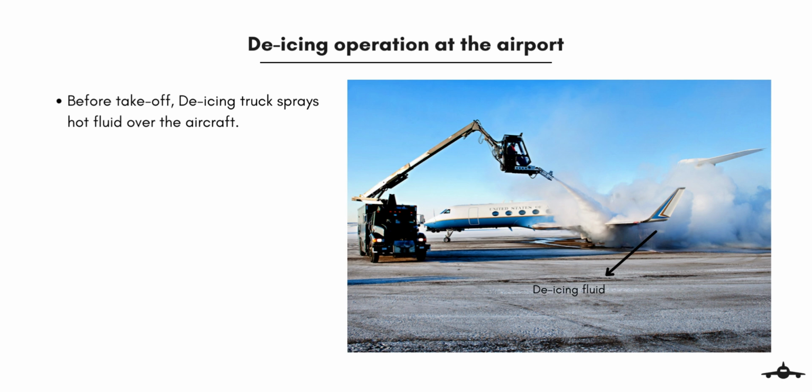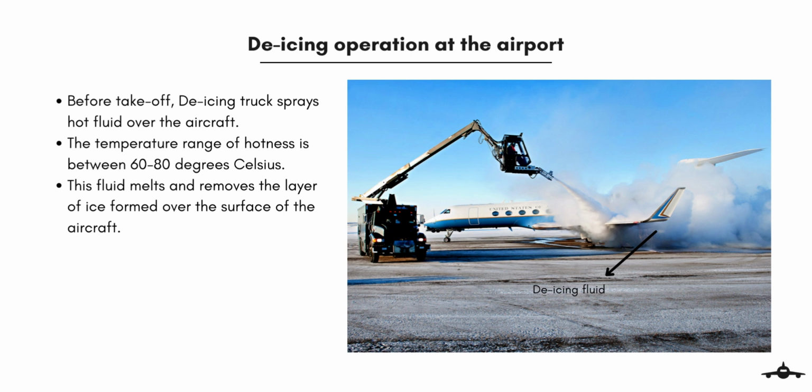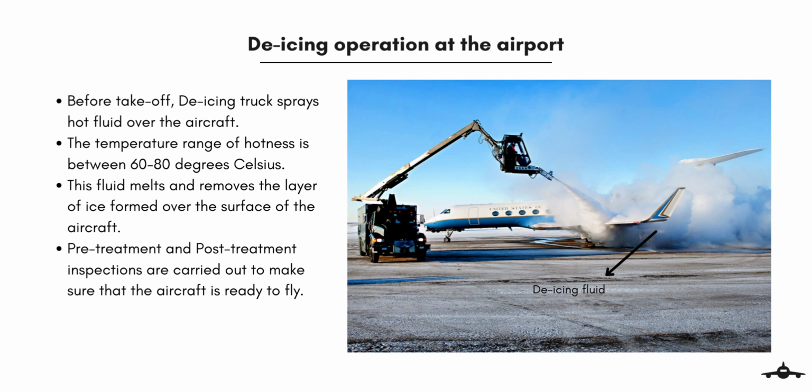So let us discuss the concept of de-icing. Before the takeoff of an aircraft, this specialized equipment known as a de-icing truck sprays a hot fluid over the aircraft body. The temperature range of the fluid is between 60 to 80 degrees Celsius. This fluid melts and removes the layer of the ice formed over the surface of the aircraft. Pre-treatment and post-treatment inspections are carried out to make sure that the aircraft is ready to fly.